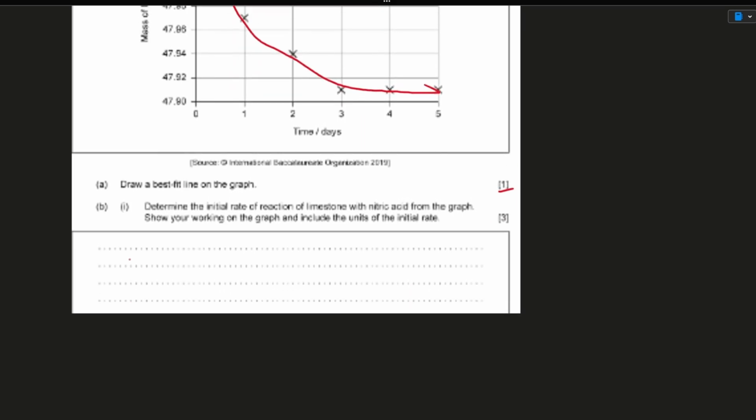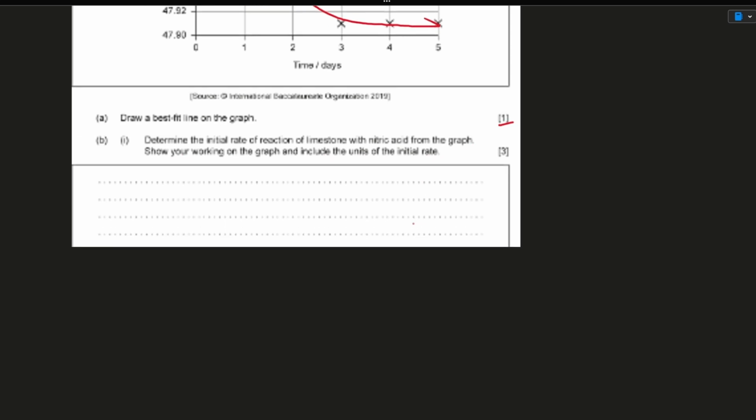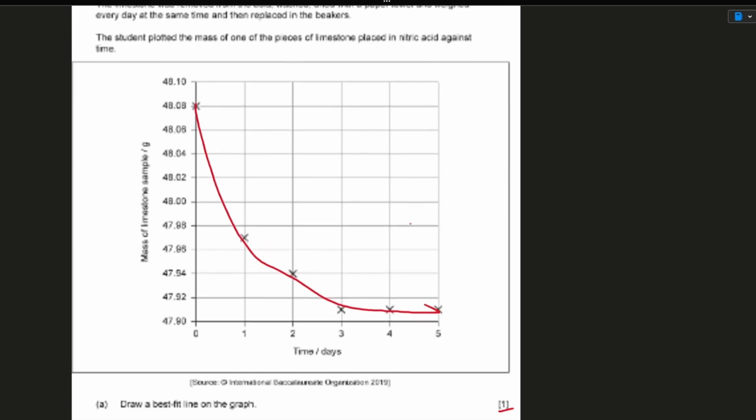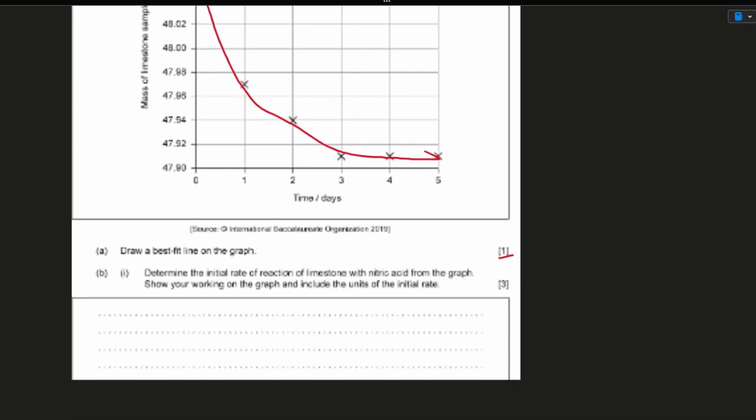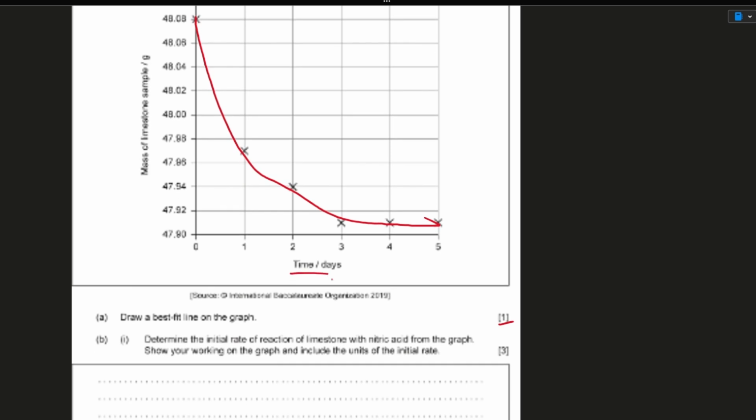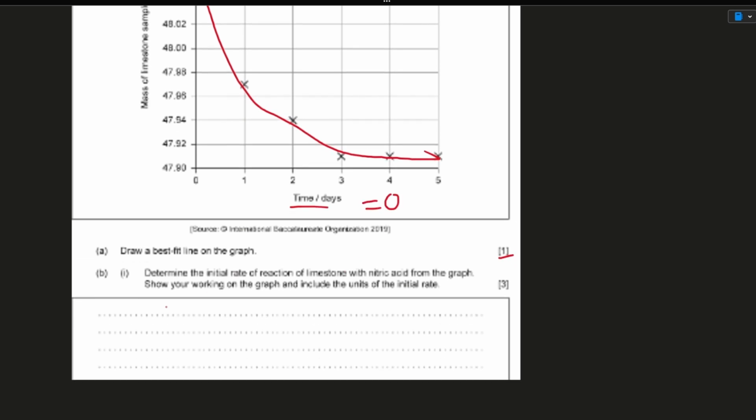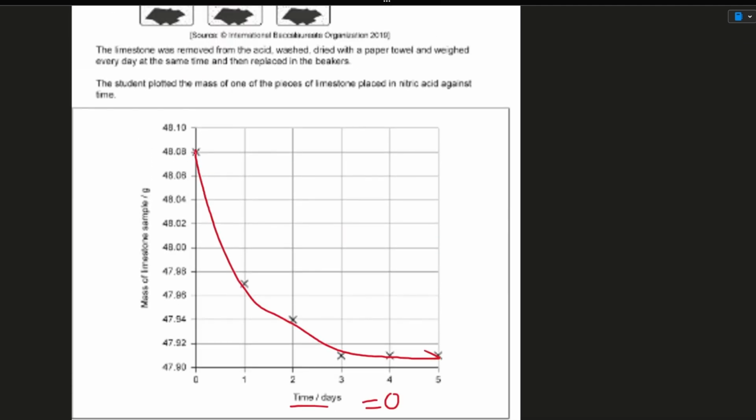Part B, i, says determine the initial rate of reaction of limestone with nitric acid from the graph. Show your working on the graph and include the units of initial rate. Right, so what it means by initial rate of reaction is that the time has to equal 0. So t has to equal 0. So we take this point right here.